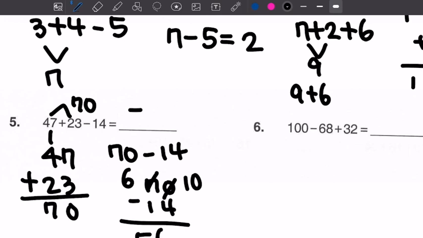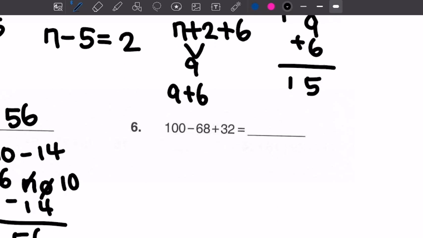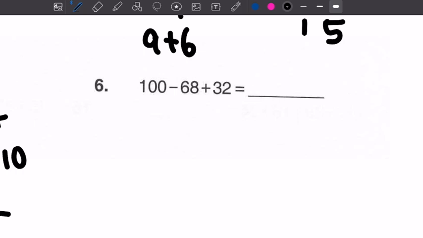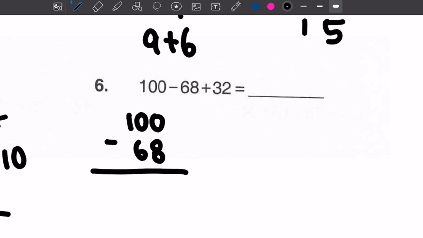Now let's take a look at question number 6. For question number 6, we have 100 minus 68 plus 32. Again, let's start from the left side. We're going to do 100 minus 68 first. Again, since we cannot subtract 6 from 0, we're going to borrow this 1. And so now this 1 is going to be 0. We have a 10 here, but because we know that we cannot subtract 8 from 0, the remaining 0 is going to borrow 1 from the 10. So the 10 is going to become a 9, and the 0 is going to become a 10. Now, 9 minus 6 is 3, and 10 minus 8 is 2. So we know that 100 minus 68 equals 32.